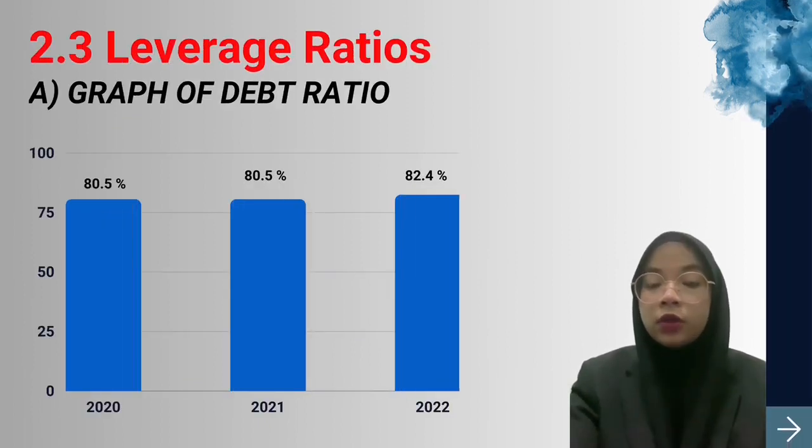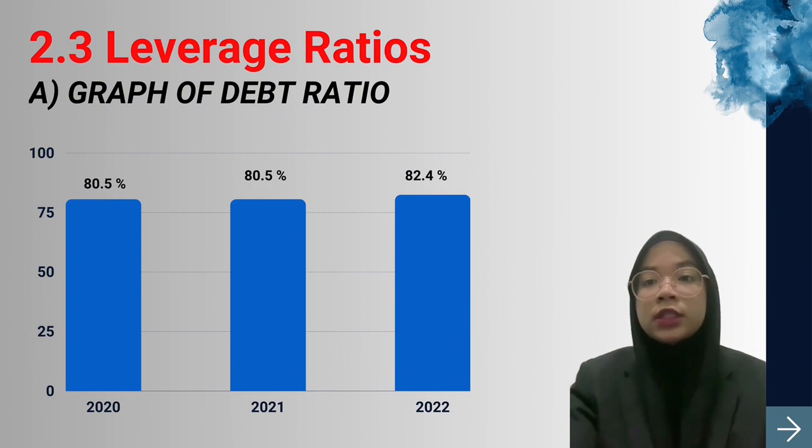Type of leverage ratio number 1 is debt ratio. So, as you guys can see from the graph, in 2020 and 2021, they have a similar percentage, which is 18.5%, and it's getting higher in 2022, which is 82.4%. So my opinion is the company needs to increase sales and avoid any increase in overhead expenses.